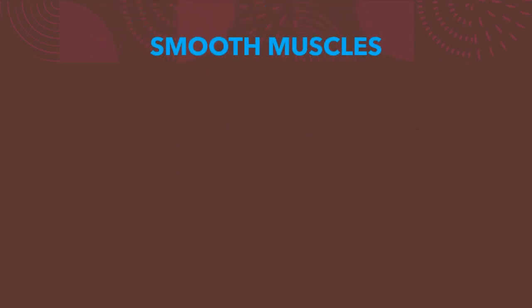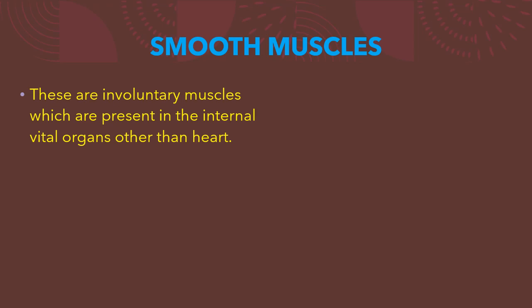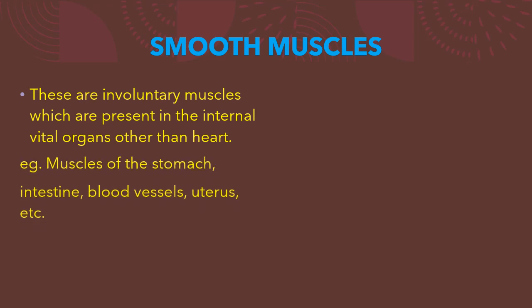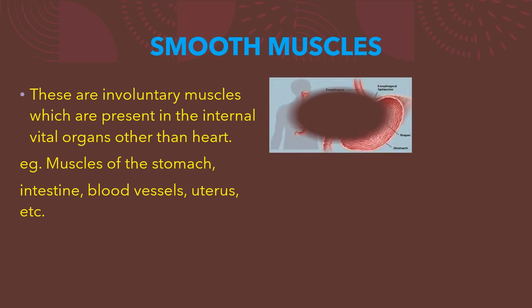The next type of muscle, smooth muscles. These are involuntary muscles again, and these are present in the internal vital organs other than the heart. There are certain organs inside our body, like the intestine and stomach, and the muscles present in these organs are called smooth muscles. But we are not considering the heart here, because heart muscles are called cardiac muscles, right? Except the heart, whatever internal organs are there, those muscles are called smooth muscles, like muscles of the stomach, intestine, blood vessels, uterus, etc.